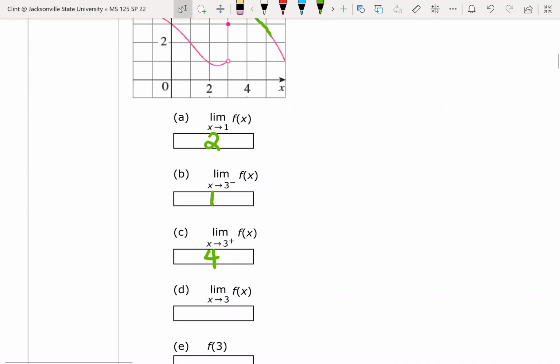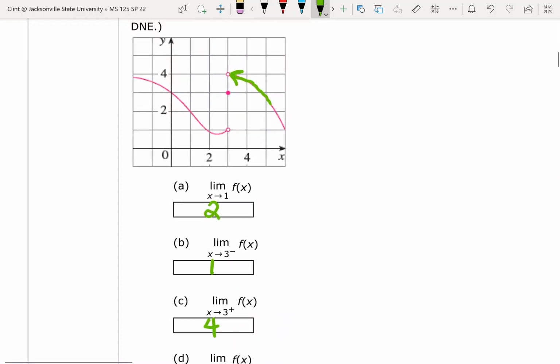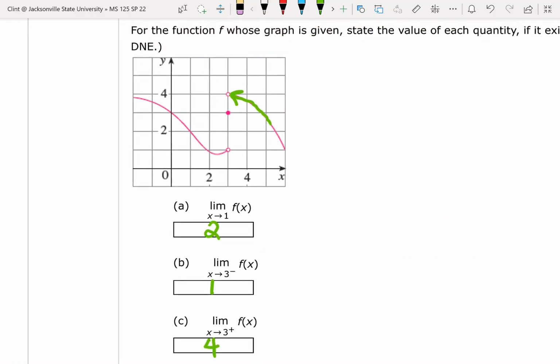So then D part says what's our two-sided limit? D and E, yeah, because the one-sided limits are not equal. E part says find f of 3 is 3, yeah, right here. That's a 3.